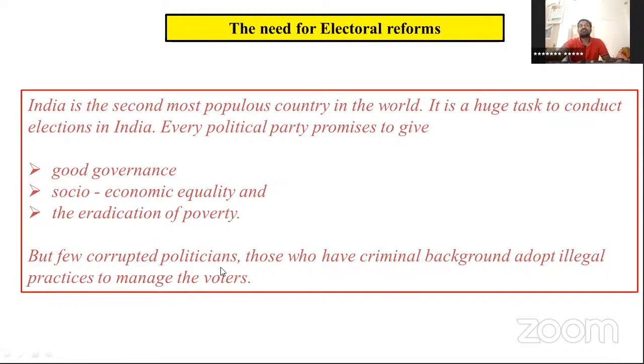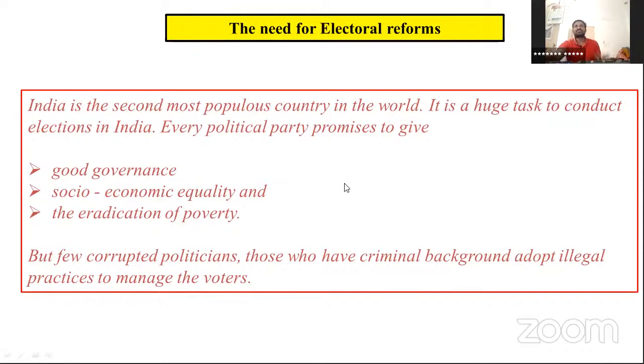But a few corrupted politicians, those who have a criminal background, adopt illegal practices to manage the voters. These are the bad things in our election process. Illegal activities are done by some corrupted politicians. This is very bad. Anyhow, in this regard, there are a number of changes in the world.